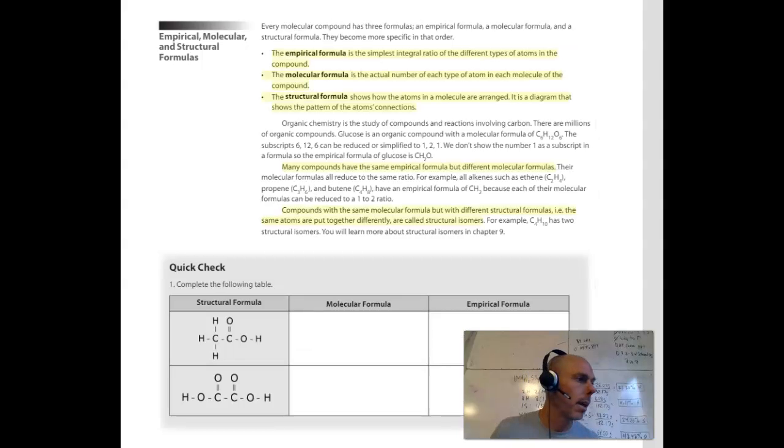So I've flipped my page to 146 in the ebook or 138 in the textbook, and we're on this section here at the top titled Empirical, Molecular, and Structural Formulas. Before we get into these definitions, I'm going to take us to a web page so we can see a visual representation of these different types of formulas depicted in an image.